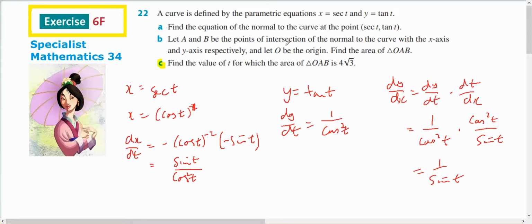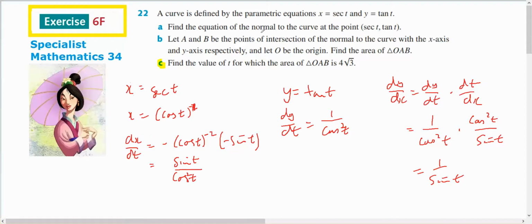If x equals sec t, then sec t is 1 on cos t. So the derivative dx dt will be negative cos t to the negative 2, then the derivative of cos, which is negative sine. The signs give you a positive sine t on cos squared. If y equals tan t, then dy dt will be sec squared, which is 1 on cos squared t. So dy dx will be dy dt times dt dx, which gives you this.